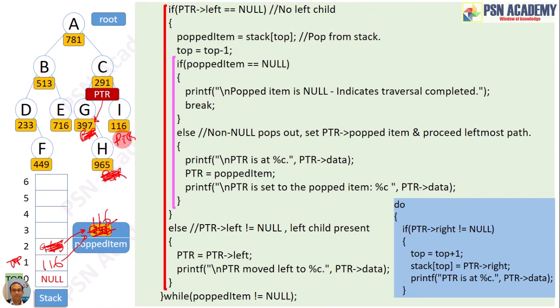You print the data, and after that you check the right child, no right child. You check the left child, there is no left child. So get inside this if block and pop the item from stack top. Now you see that this 116 is not there. So null is there actually. So the null will come out now, and it will get stored inside this popped item. Now it is checked that if popped item is null, then you declare that the traversal is over and you execute this break statement to stop the loop.